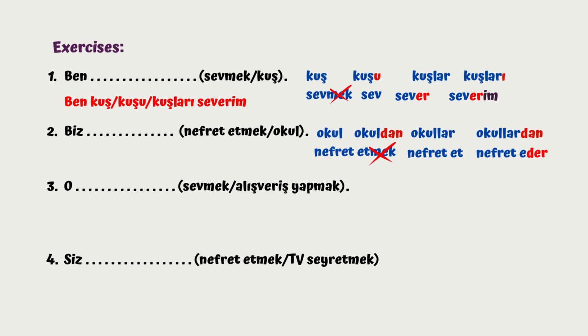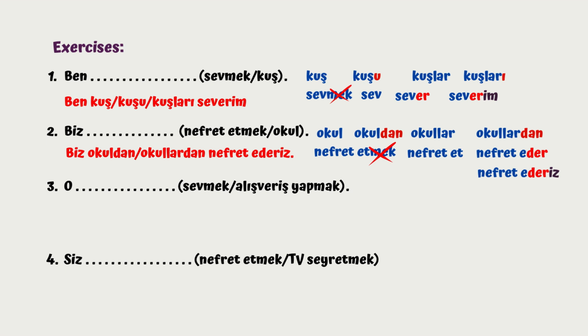Now I'm going to attach subject pronoun suffixes, right? The subject is biz. So I'm going to attach iz for biz. So nefret ederiz. So the whole sentence is going to be biz okuldan nefret ederiz. Singular noun. Den dan attached. Or biz okullardan nefret ederiz. Plural noun. Again den dan attached.